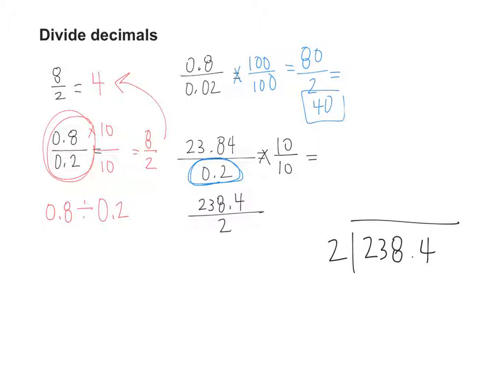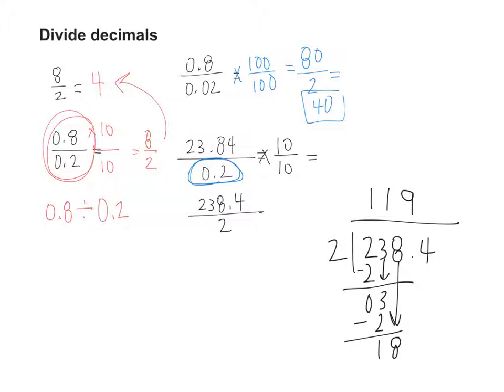Okay. How many times does 2 go into 200? 100 times. Good. So 100 times 2 is 200. I bring down the 3. How many times does 2 go into 30? Once. Okay. I have 1 left. Bring down the 8. How many times does 2 go into 18?